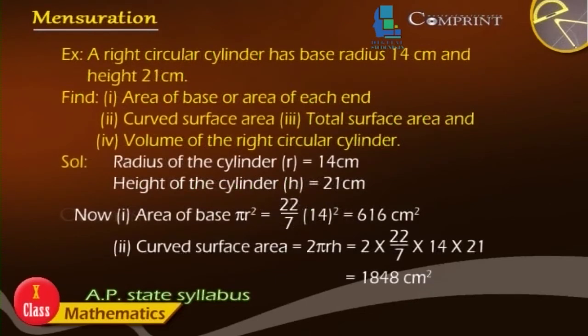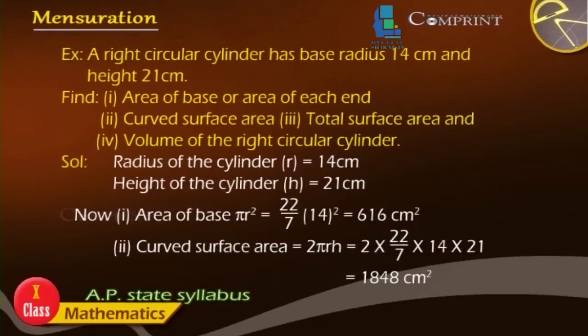Example. A right circular cylinder has base radius 14 cm and height 21 centimeters. Find number 1, area of base or area of each end. Number 2, curved surface area. Number 3, total surface area. And number 4, volume of the right circular cylinder.